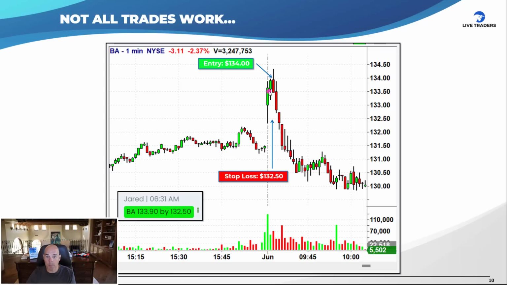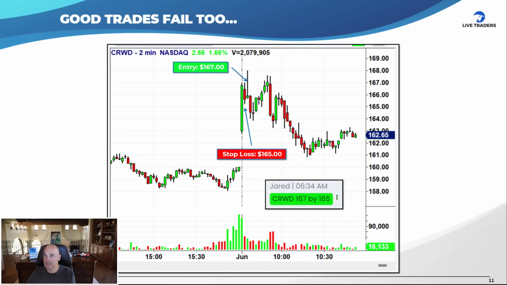This is a good 3-bar play. Bottoming tail on the first bar, upper 50% on the second bar, relatively equal highs, near a whole number, good gap. It's not shown, but good gap. There's nothing wrong with this trade. It just didn't work. Not even close.